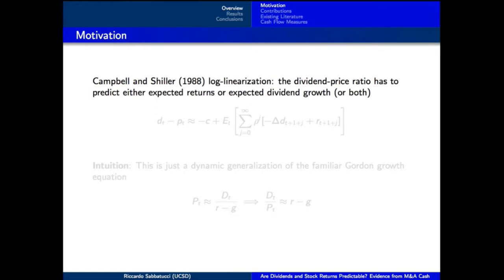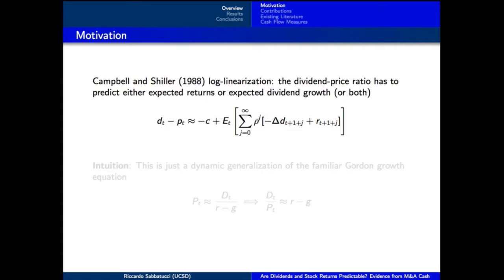The motivation for this paper is the Campbell and Shiller log linearization of returns, which implies that the dividend price ratio is a function of future expected return and future expected dividend growth. An alternative way of seeing that is that the dividend price ratio has to predict either future returns or future dividend growth. So a high dividend price ratio today means that prices today are low, and therefore future expected returns are going to be high.